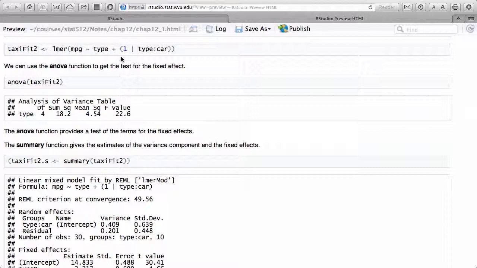In other words, there are 4 degrees of freedom. There are 5 types, 4 degrees of freedom, a minus 1 is 4. And the mean square is 4.54. And notice the F value is 22.6, which is the correct F value.